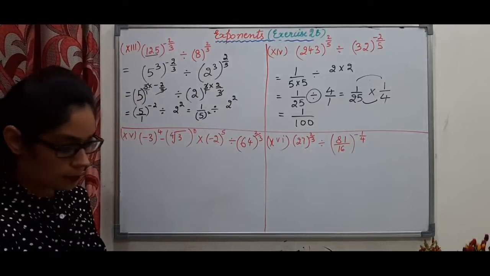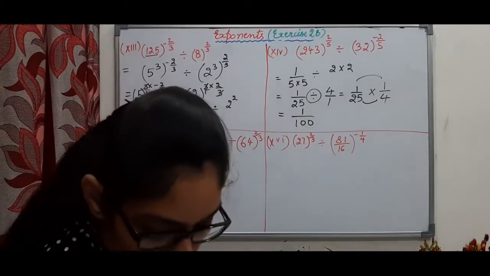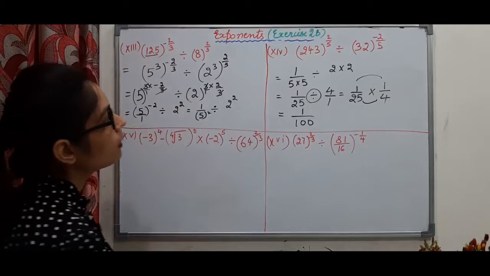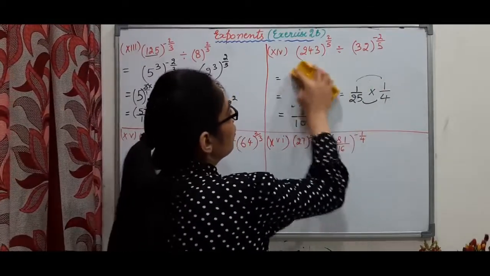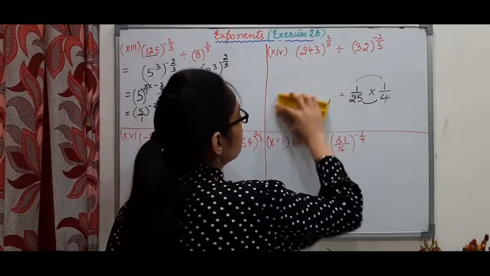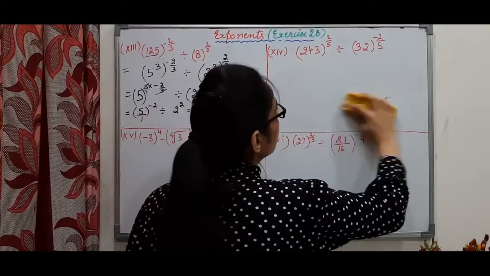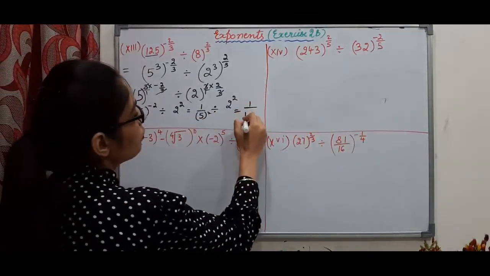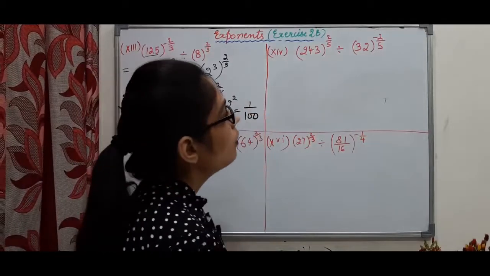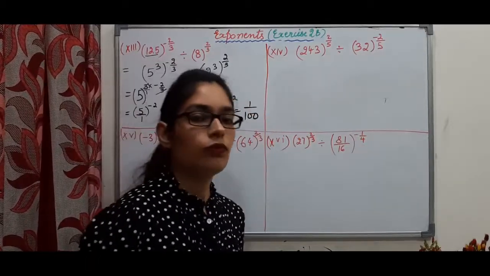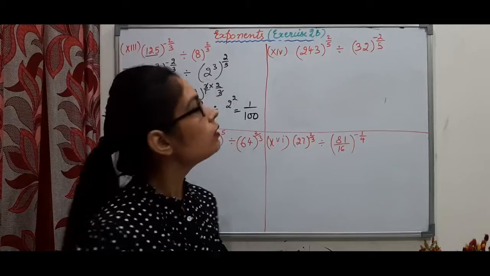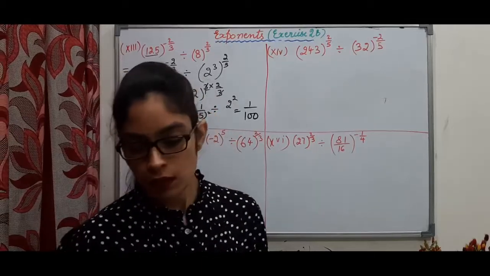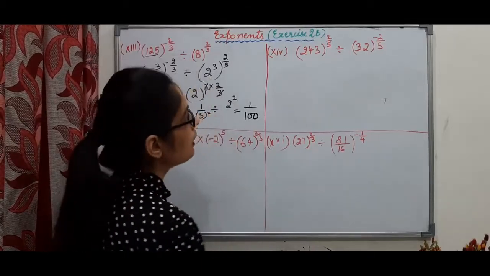Let's do the next part now. In the next part you can see 243 to the power 2 by 5 divided by 32 to the power minus 2 by 5. Powers are in fraction. So the first step is that we have to write these big numbers into their exponential form.